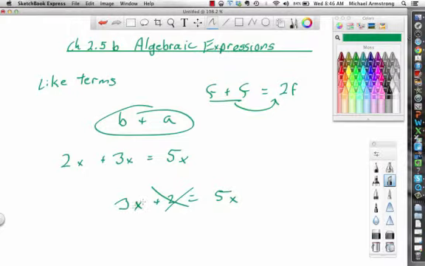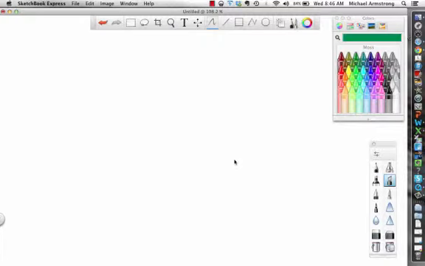X is like a box. 3 boxes of chocolates plus 2 chocolates doesn't equal 5 boxes of chocolates. If we were to imagine X was a box of chocolates, we'd have 3 boxes plus 2 individuals, and we can't really combine those. So combining like terms is kind of what we're working on.